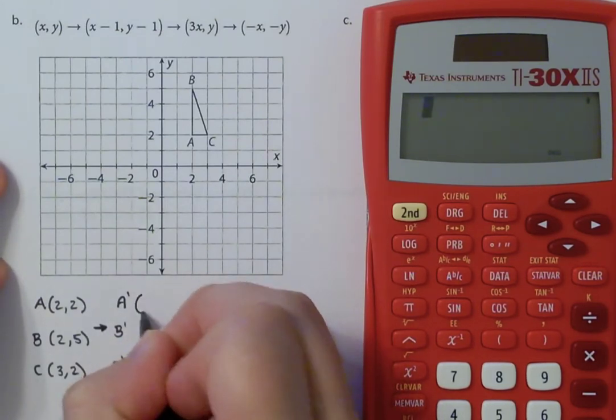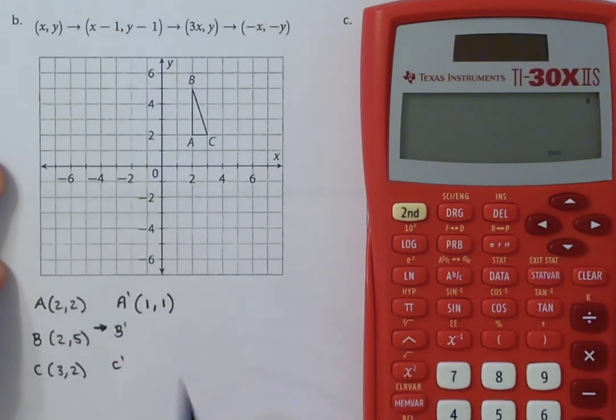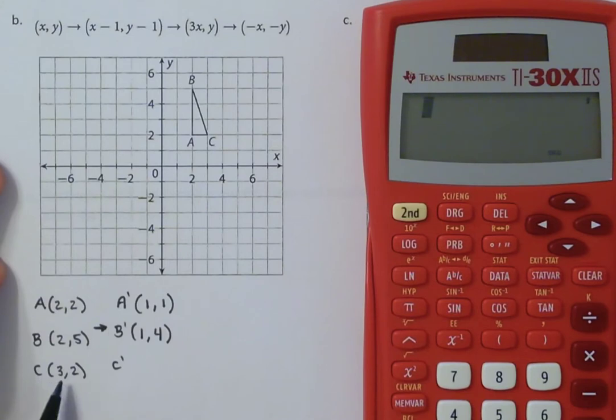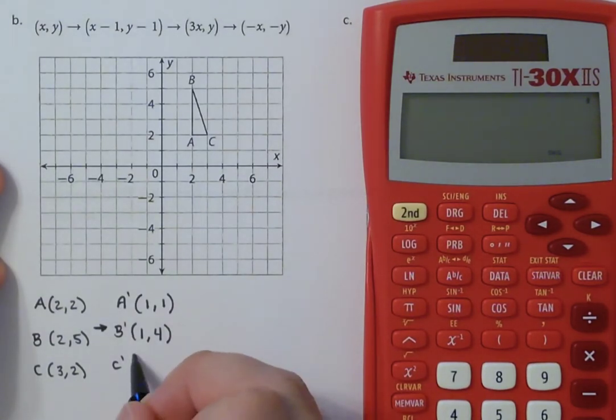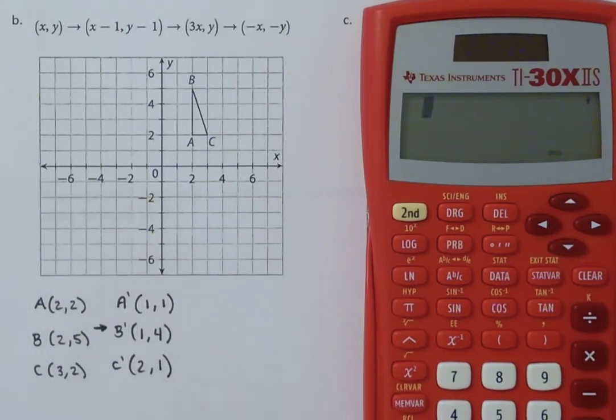So that means A prime, 2 minus 1 is 1. So it's at 1 comma 1. B prime, it's 2 minus 1 is 1, and 5 minus 1 is 4. So it's going to be 1, comma, 4. And then C, 3 minus 1 is 2, and 2 minus 1 is 1. So that is my A prime, B prime, and C prime.